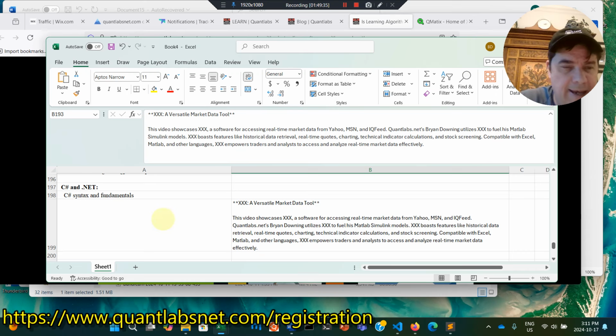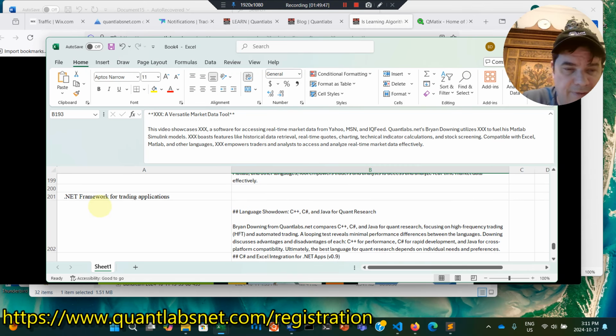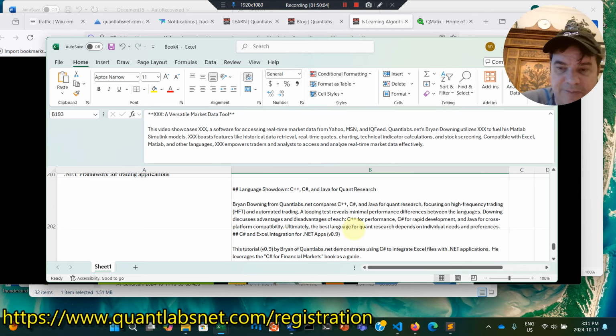Okay, so we have C Sharp. So we have another piece of software showcasing real-time market data. Again, IQFeed as an example. Yeah, we've already gone through that. So we have the .NET framework for trading applications, C++, C Sharp, Java, quant research. So we compare all those languages for quant research, with a focus on high-frequency trading and automated trading. Looping tests mine performance differences between the languages.